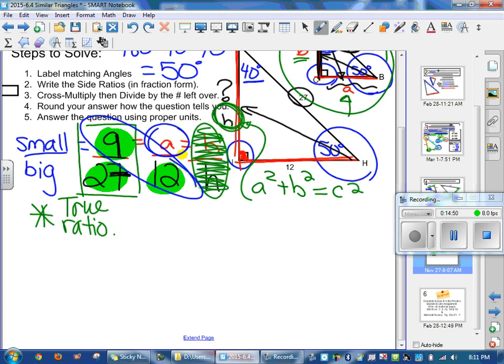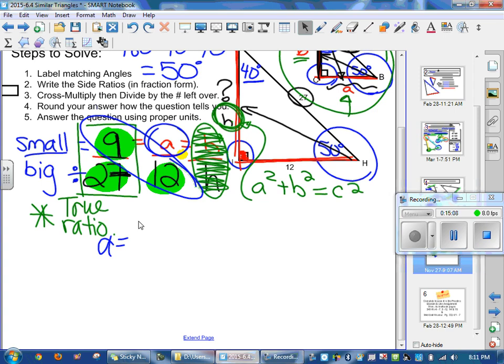Okay, so give that a try and see what you get for side A. How big is side A? Okay, you have a minute to do your cross multiplying and dividing. I hope you figured out that A is exactly 4. Okay, so now we know A is 4.